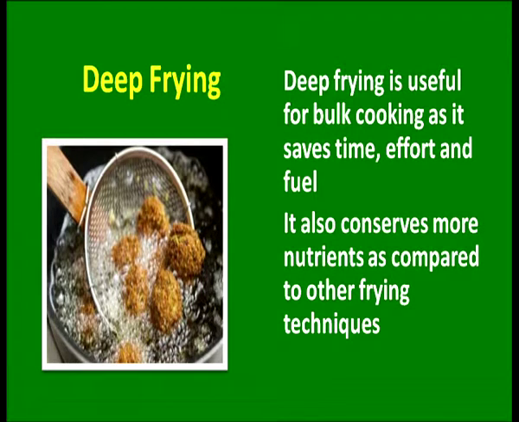Deep frying: you can see in the picture, the oil is boiling, the food product is in it, and with a kind of sieve, these pakoras are taken out after frying. A large amount of fat is used, which gives the typical flavor, typical color and crispness, and it is very tasty and saves time also. But most of the time, some of the nutrients are lost, though some are conserved also.